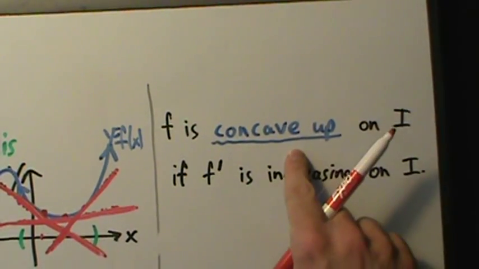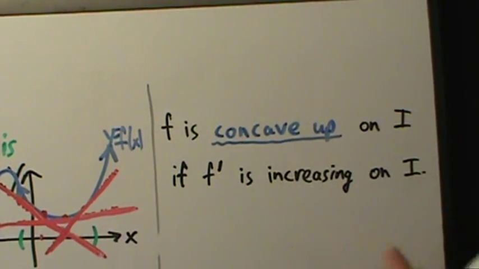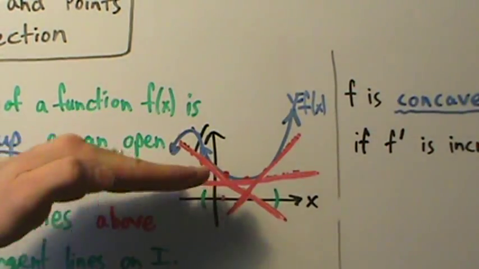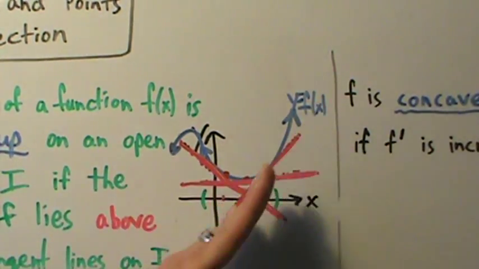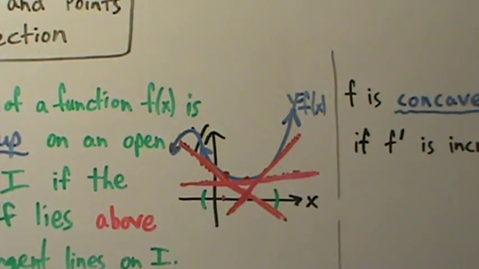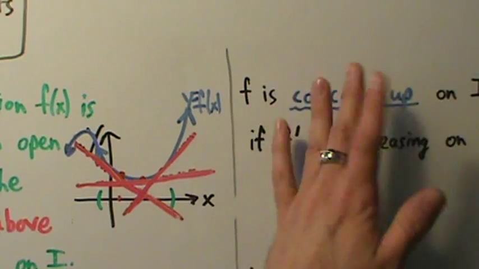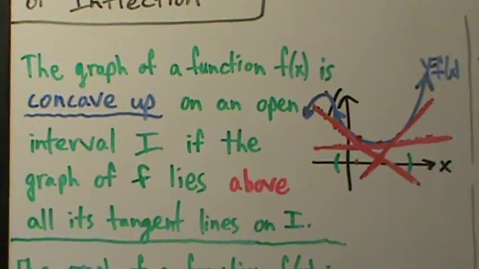So f is concave up if the derivative is increasing. And that's what we see in this picture here. Okay, negative derivative, barely positive derivative, and then more positive derivative here. Okay, so as we go from left to right in this interval, the derivative is increasing. So that's kind of the relationship here between this algebraic or analytic definition and this geometric definition here.